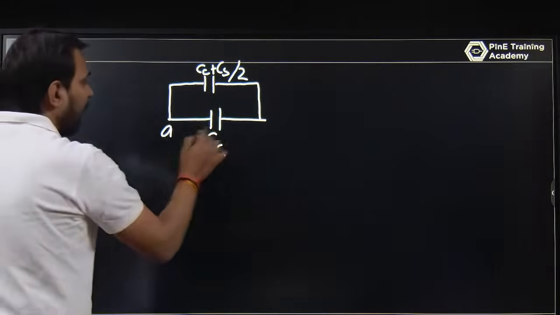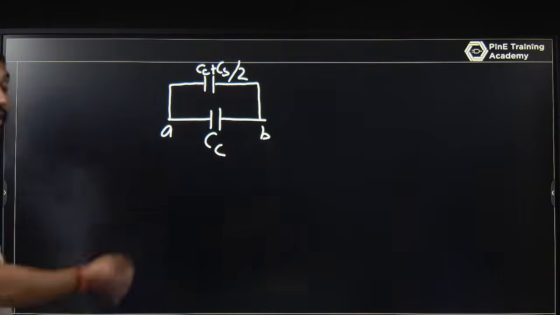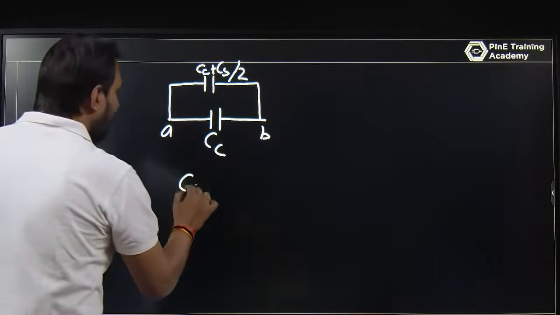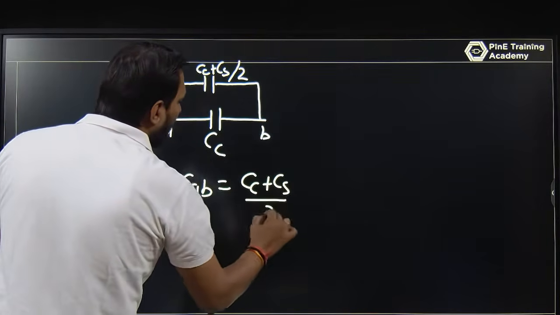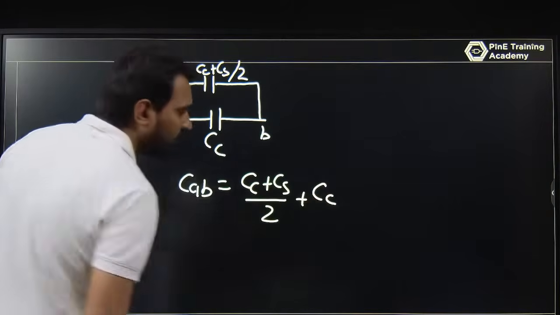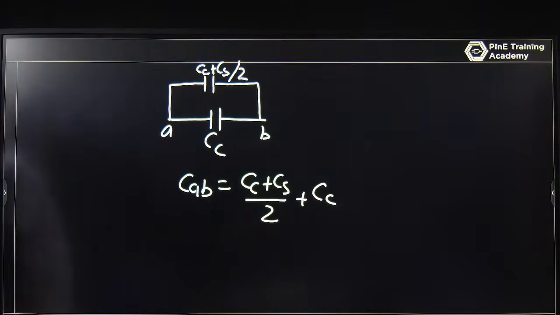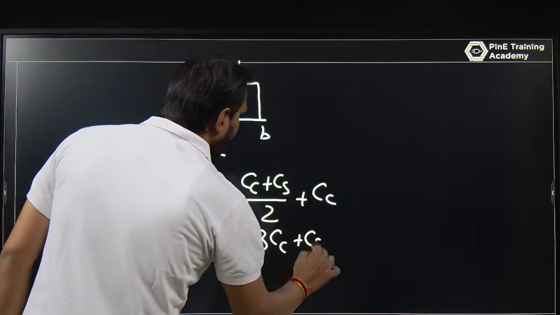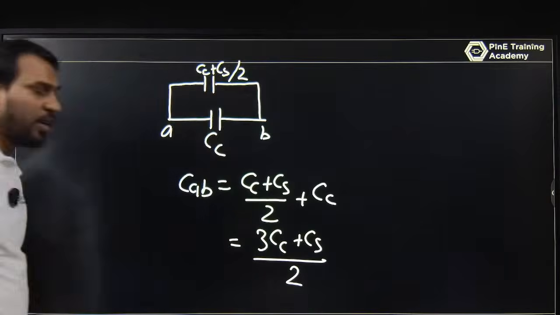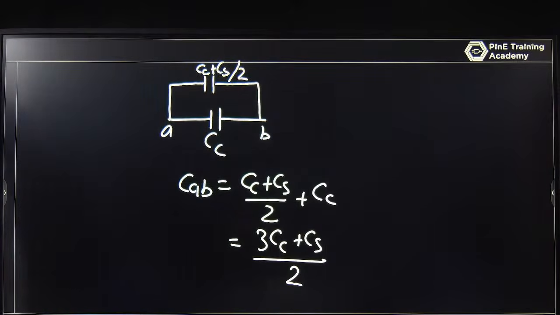And what is AB? They are in parallel. So what is C_AB? C_AB is Cc plus Cs by 2 plus Cc. So that's just 3Cc plus Cs by 2. Just check it. Is this correct or not? So this is the way you can solve these questions.